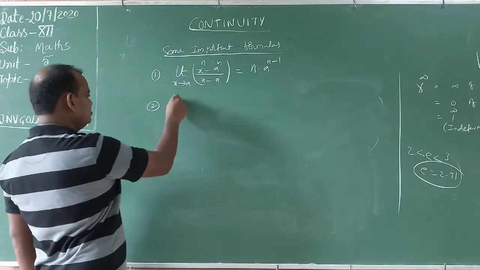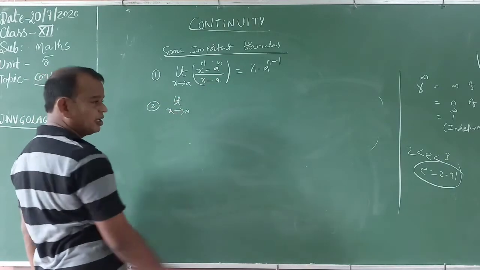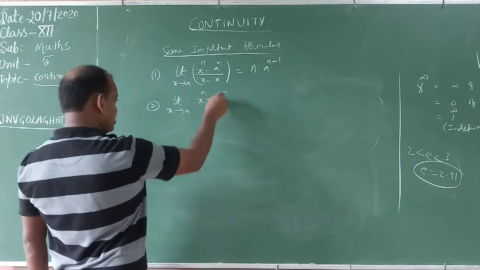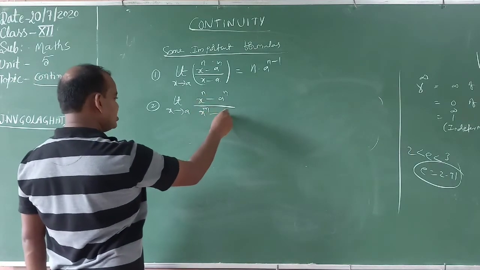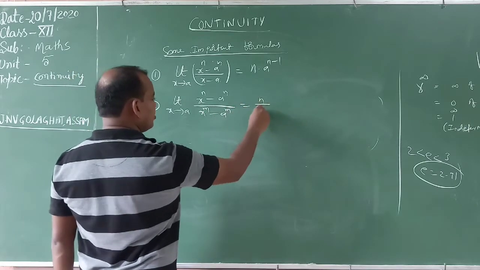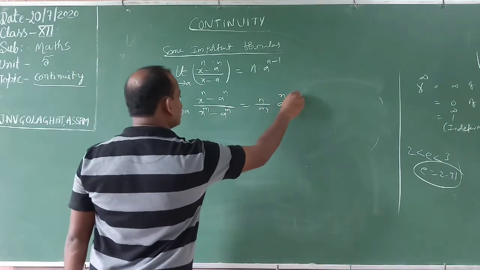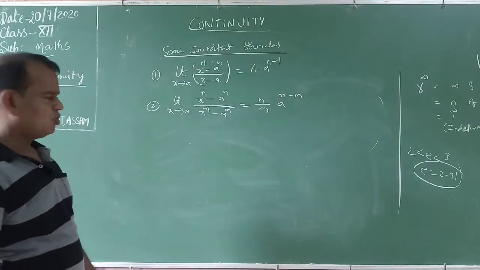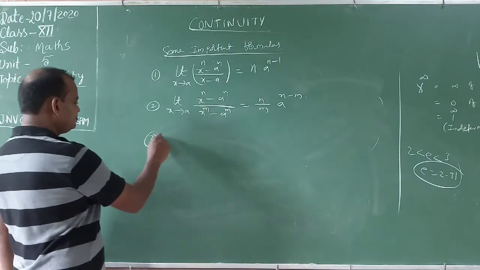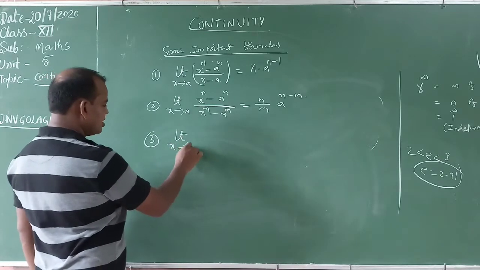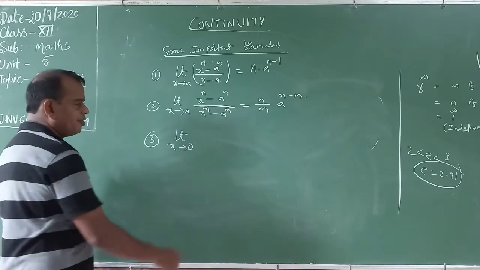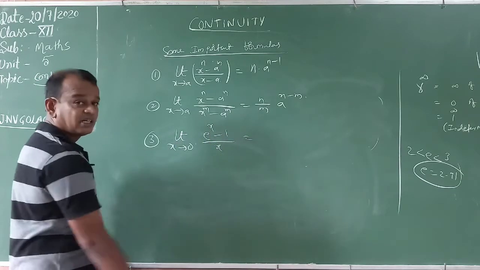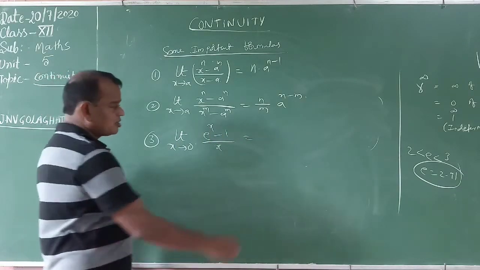Second one, limit x tends to a, (x power n minus a power n) by (x power m minus a power m). What is this one? N by m into a power n minus m, where n is greater than m. No problem at all. Third one, limit x tends to 0, (e power x minus 1) by x. This is also an indeterminate form, no doubt at all. The answer is 1.